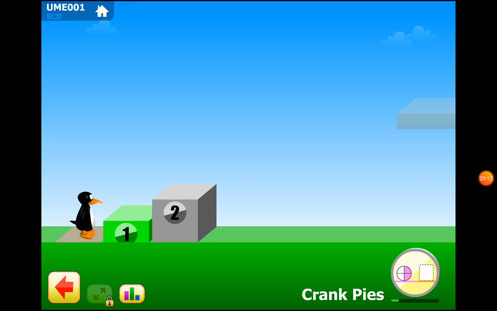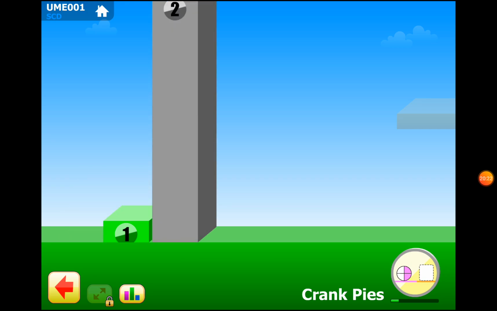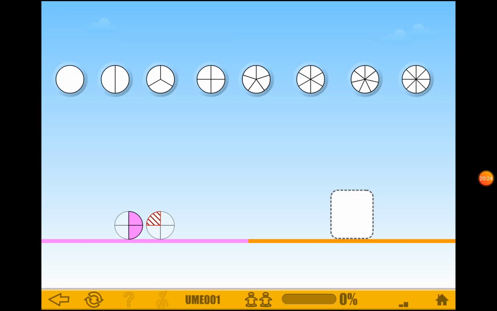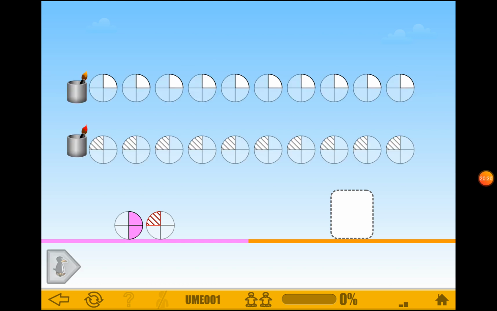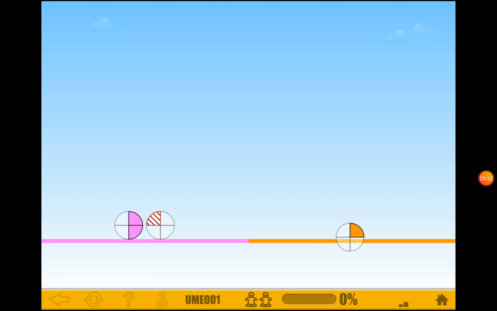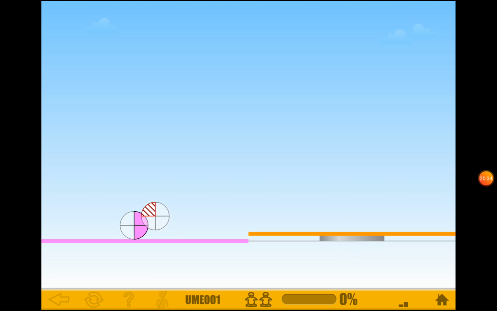Okay. Next one. Crank pot. Oh yeah, this is the same one, just a different level. Okay, so a half minus 1/4 would be 1/4 only. Yeah. Why is there no ground? That's my question. Woohoo.